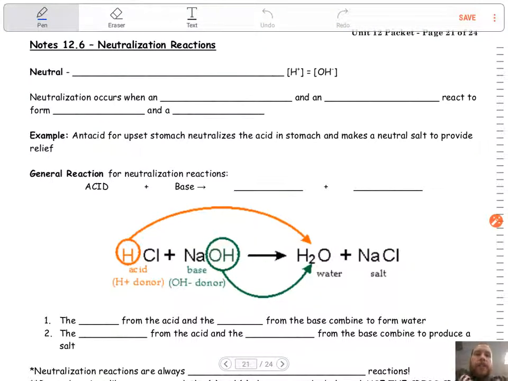Hey guys, this is video 12.6. We're going to talk about neutralization reactions here. This is to set up our next topic, which is titrations. We're going to be doing a lab this week with that. So we've seen these neutralizations already.